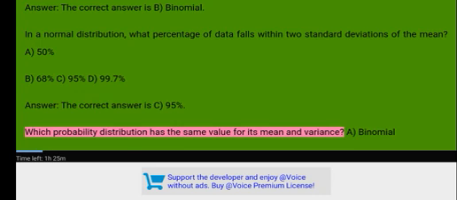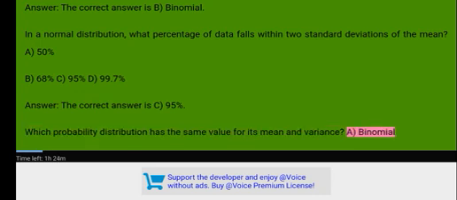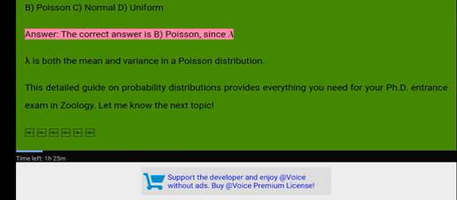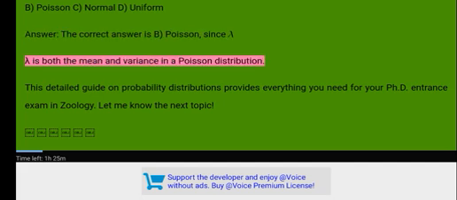Which probability distribution has the same value for its mean and variance? A. Binomial. B. Poisson. C. Normal. D. Uniform. Answer: The correct answer is B. Poisson, since lambda is both the mean and variance in a Poisson distribution.